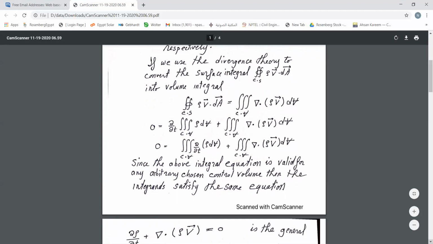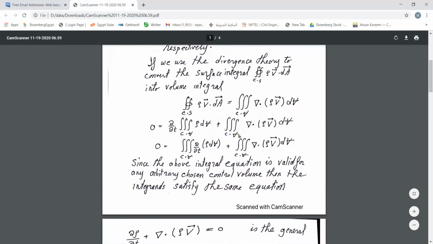Now, we use the divergence theorem to convert the surface integral of rho V dot dA into a volume integral. By the divergence theorem, the integral of the vector rho V dot dA at the surface equals the integral of the divergence of rho V over the volume. Please note that the control surface should be completely surrounding the control volume.